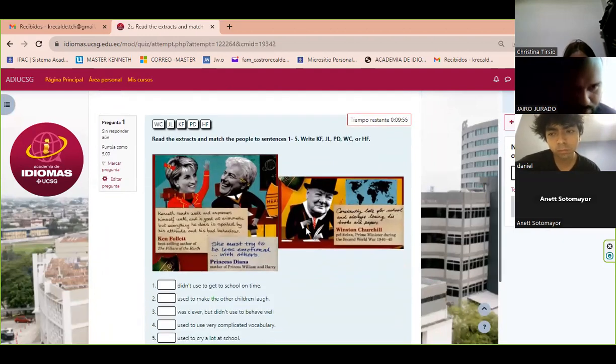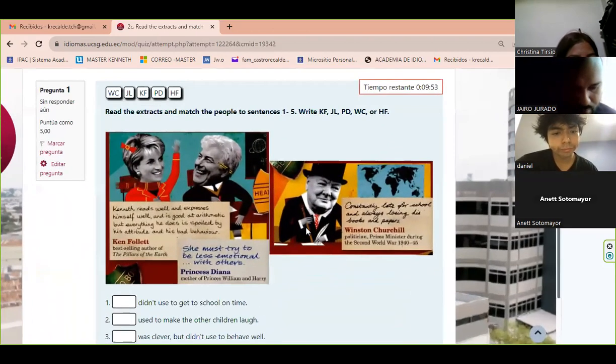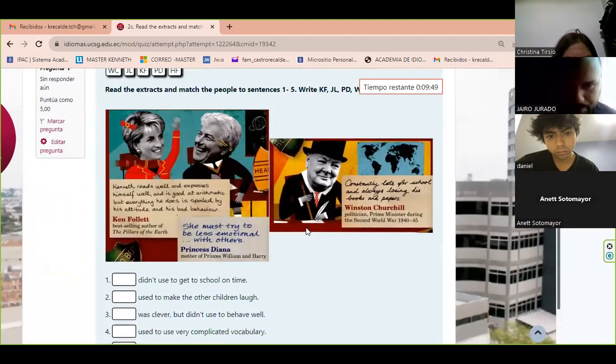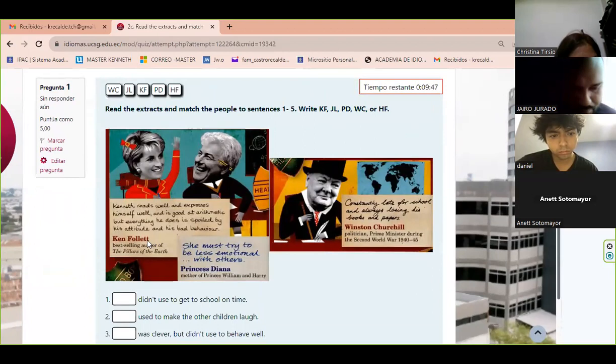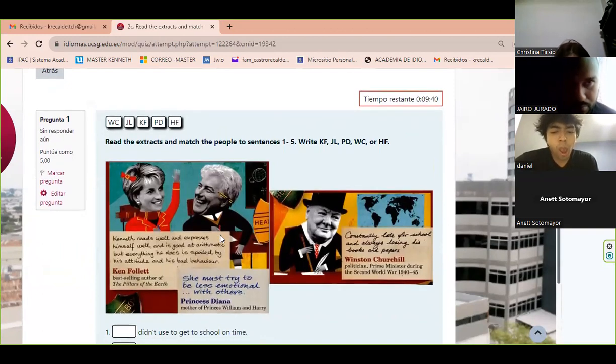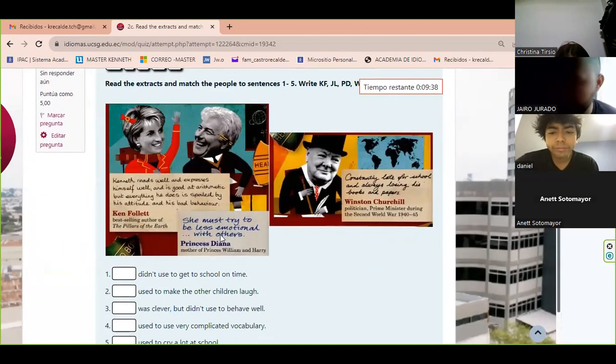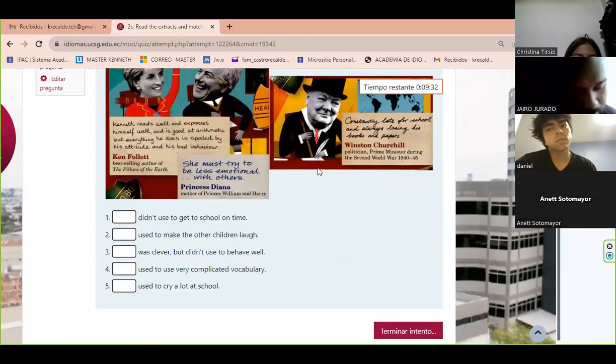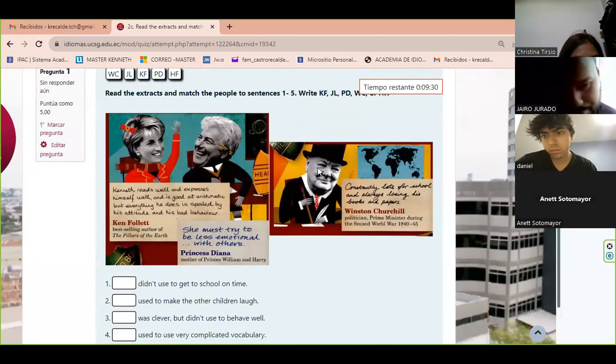Okay, so we have Winston Churchill, Princess Diana, Ken Follett. We need to read it and match the people to the sentences 1 to 5. So we have to write KF, PD, WC, or HF. Let's see. First of all, let's read about Ken Follett.